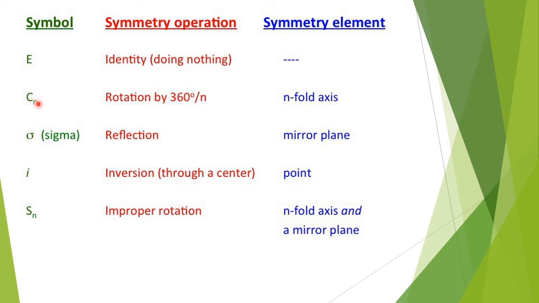If, while rotating through 90 degrees, we get the first similar appearance, then we write 360 divided by 90 and get the number 4. Then the axis will be called a four-fold axis, and the axis is denoted as C4.